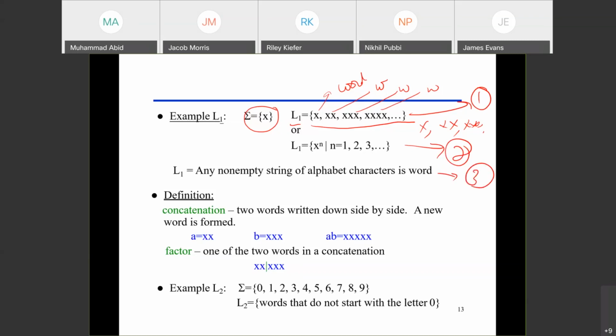Any non-empty string of alphabet characters is a word. So now you should be very concise and complete when you define your language in an English sentence. It should not miss any possible words of the language. It should not miss any single letter or any single word of your language.